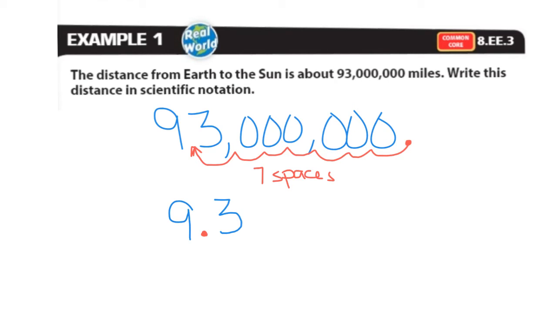I'm going to continue on, times 10. So your exponent is the number of spaces. I moved 7 spaces. And so your exponent is 7. So here's the number in standard notation or standard form. Here's that same number in scientific notation.